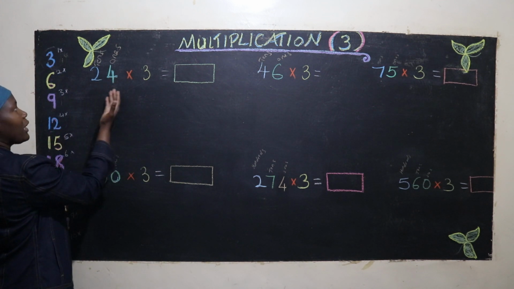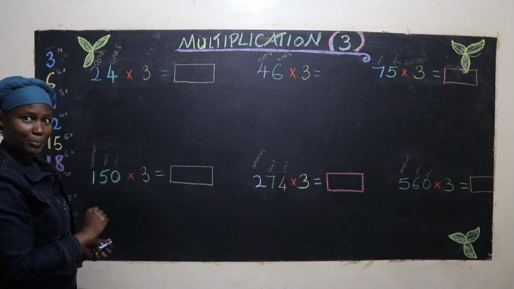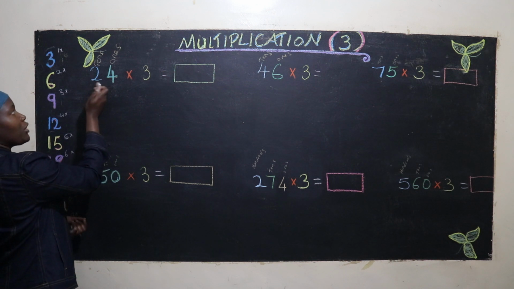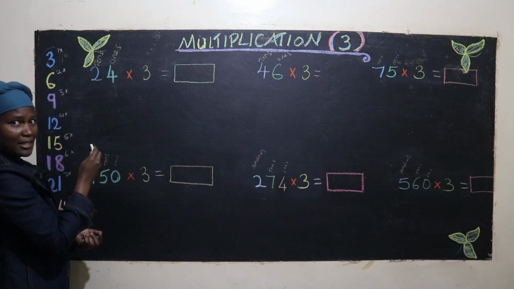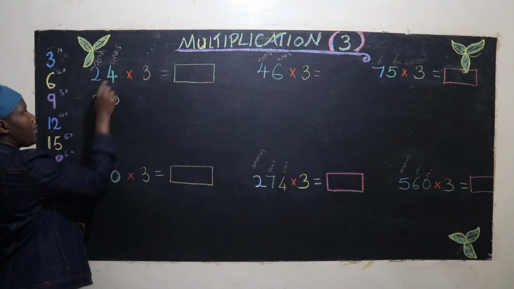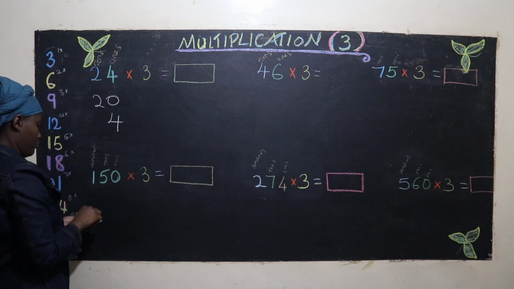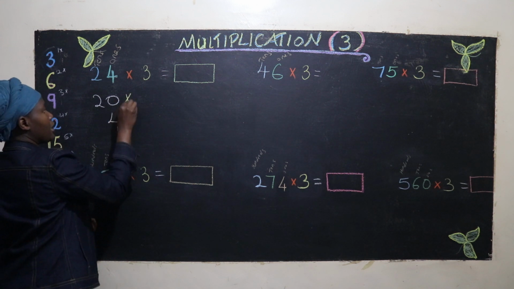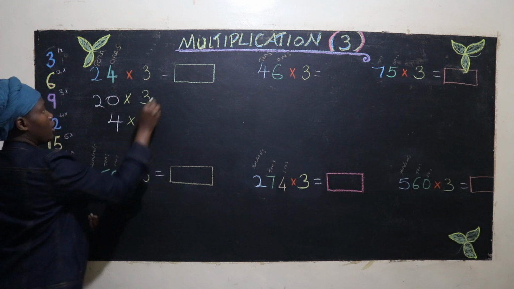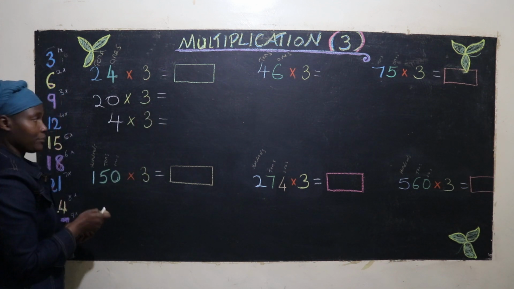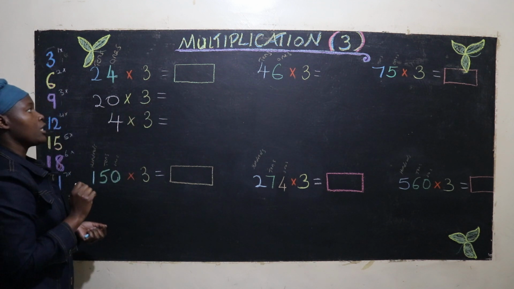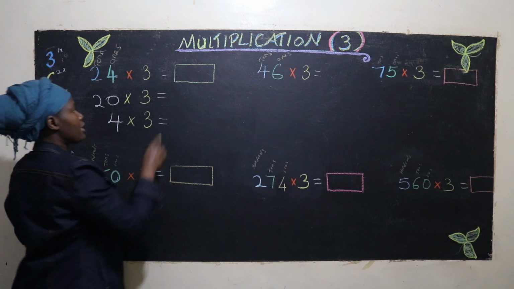So, how do we multiply 24 by 3? First, we're going to break 24 into ones and tens. So 2 tens would give us 20. And 4 ones would be 4. Then we would multiply each by 3. What would you get? 20 times 3, 20, 20 and 20. So that would give us 60.